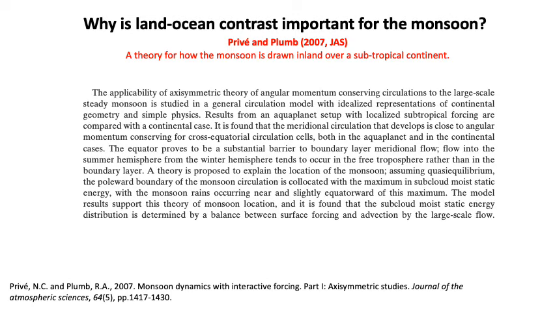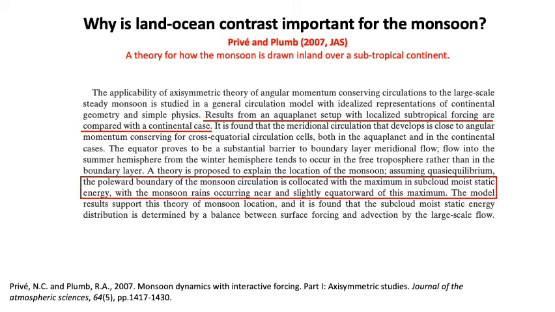I'm going to put the abstract up here again, and I'm going to highlight. You can read that on your own time. Pause it if you'd like and read through it. I'm going to highlight a couple of parts from this that we'll be talking about. Results from an aquaplanet setup, so a planet covered in water, with a localized subtropical forcing are compared with a continental case, and we're actually going to focus on the continental case part. What they find is the poleward boundary of the monsoon circulation is co-located with the maximum in subcloud, so boundary layer, moist static energy, with the monsoon rains occurring near and slightly equatorward of this maximum. So let's go through that.